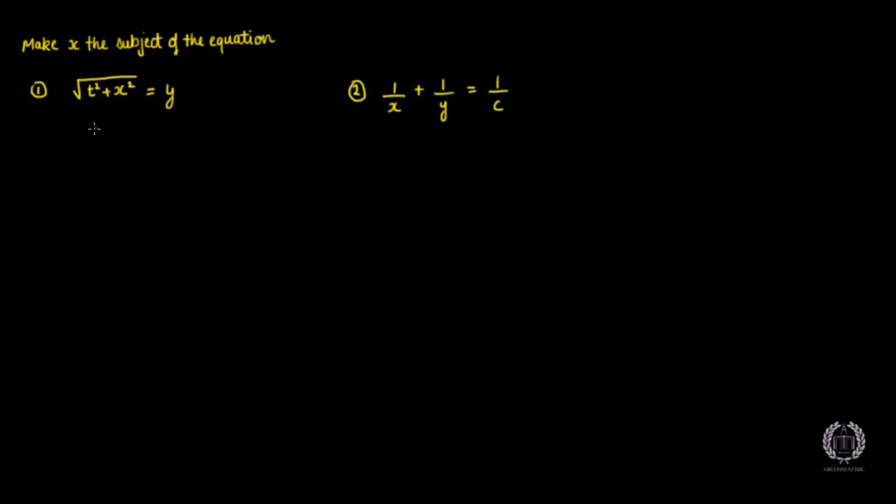So if you want to get rid of this square root, which means it will give us t squared plus x squared, what we need to do is get rid of this, which means we have to square the other side, which means y squared.